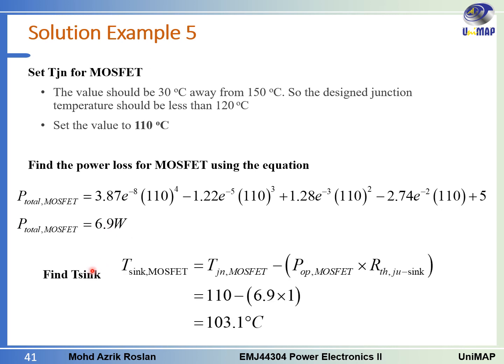Okay, and then finally you can find the heatsink temperature, T sink. The T sink for this MOSFET is the junction temperature minus the power dissipated multiplied by the thermal resistance from junction to sink for the MOSFET. Here you have 110 minus 6.9 multiplied by 1. So this is the thermal resistance value, which is 1. And then you get the value of T sink. The temperature at the heat sink is 103.1 degrees C.